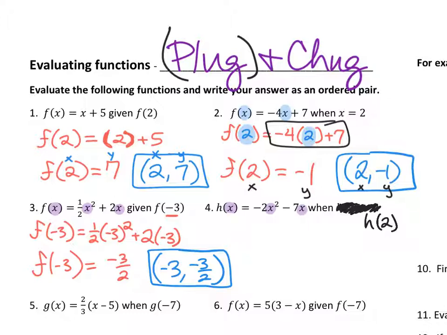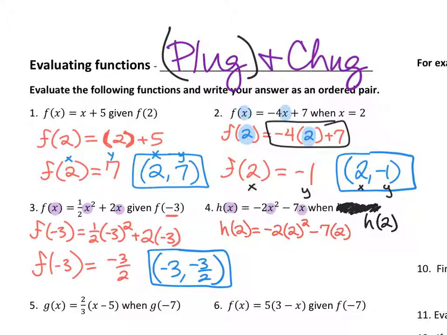So this time, we're going to be plugging 2 into this function named h. But you're going to plug it in everywhere that the x's are. h of 2 is equal to negative 2 times 2 squared minus 7 times 2 with all of the parentheses. That's the plug step. Next is the chug step. So once we have this written down, I want you to chug it out in your brain or in your calculator.